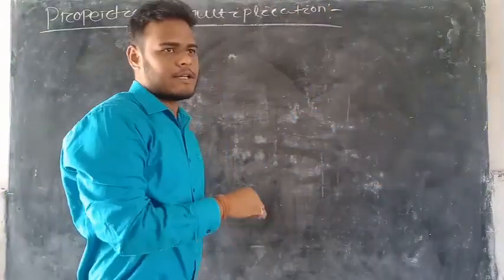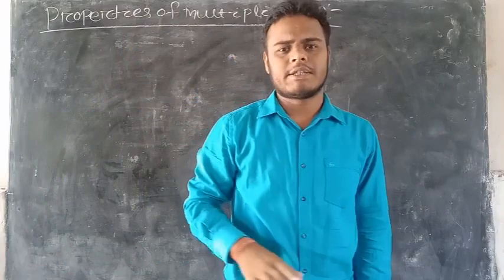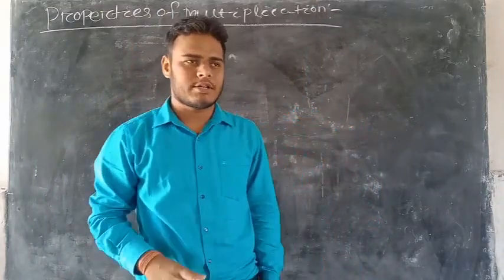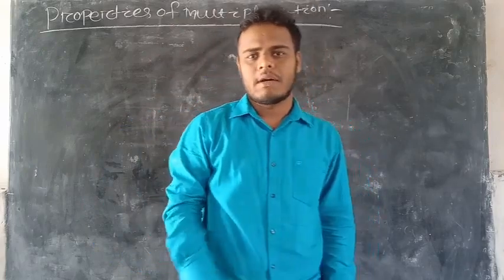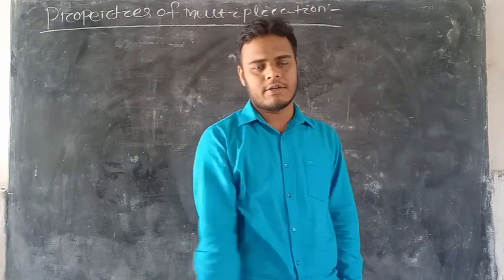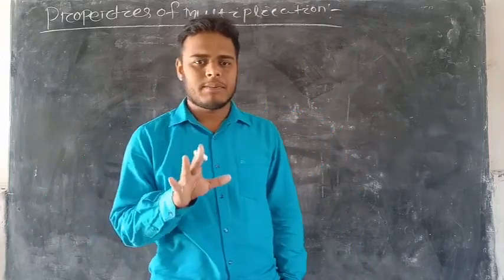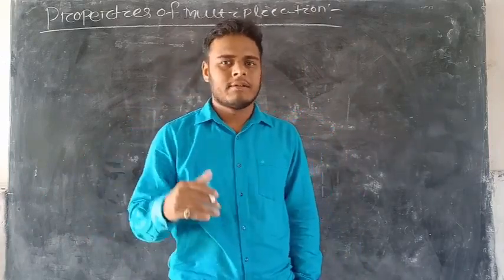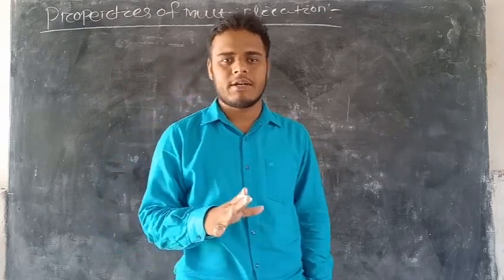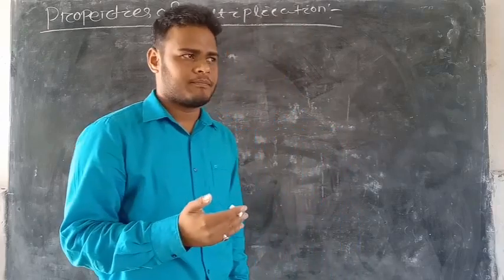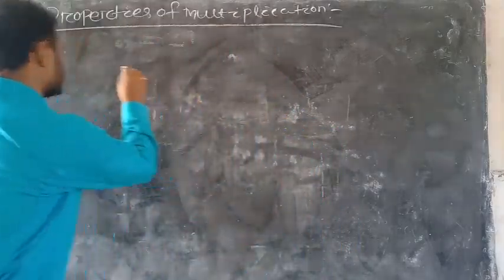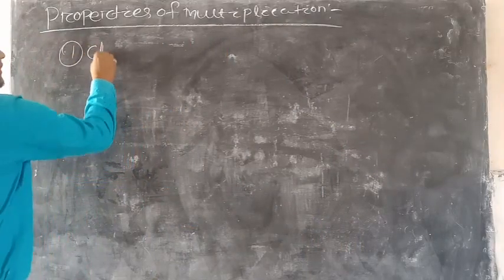Like addition and subtraction, we will also test whether the closure property is satisfied for multiplication or not. As we all know, as per the closure property, if I multiply two rational numbers a and b, the product I get will also be a rational number. This is the closure property. I will test whether it is satisfied or not. So the first property is the closure property.